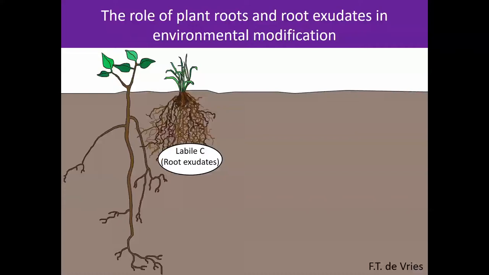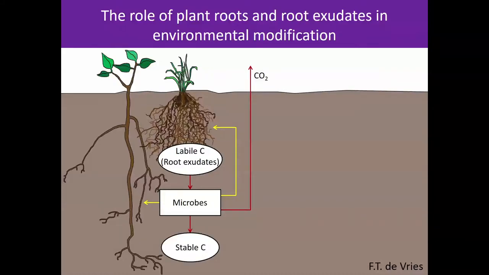Root exudates are carbon compounds that are either actively or passively released from the plant roots into the soil environment. They're quite important because they provide a very bioavailable substrate for microorganisms. And as they're consuming these compounds, they're potentially feeding back into these plant traits. So this cycle is established where the microbes may then be modifying the compounds that the plants are releasing.